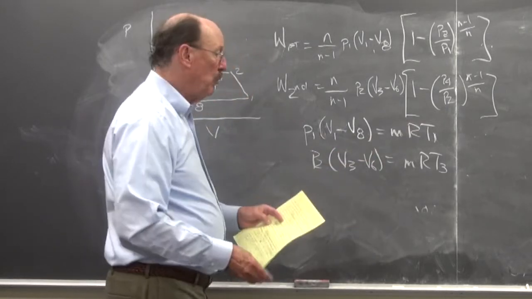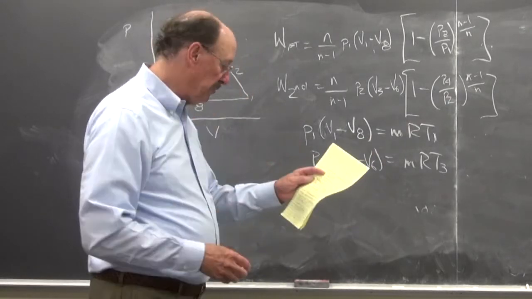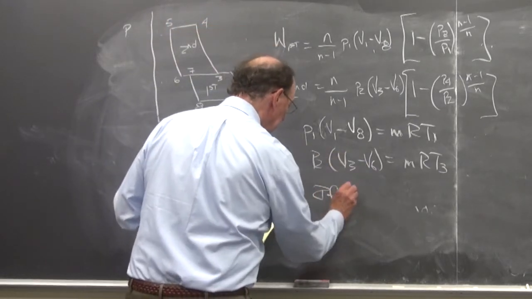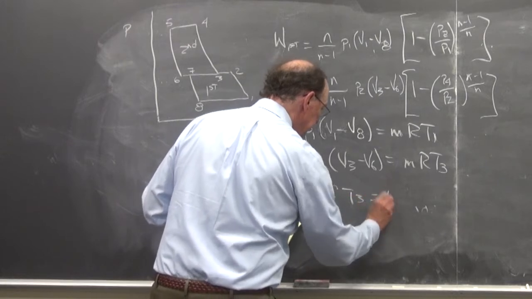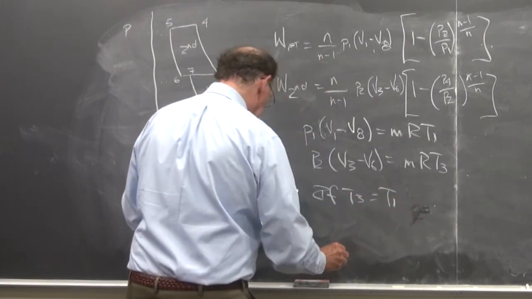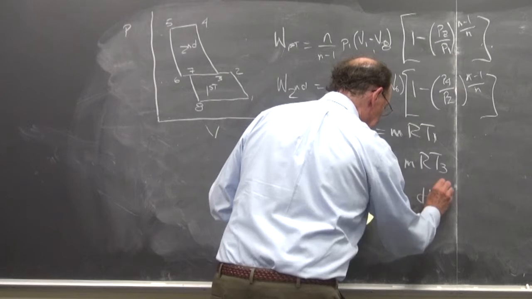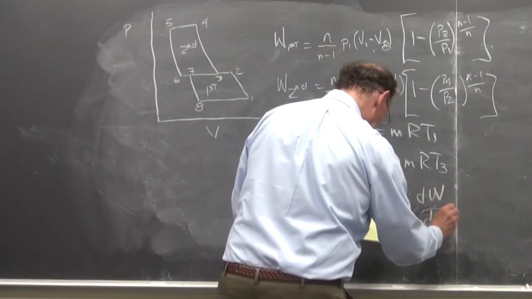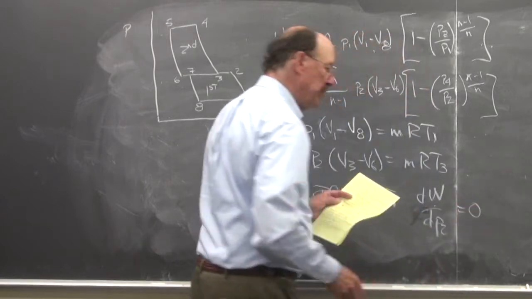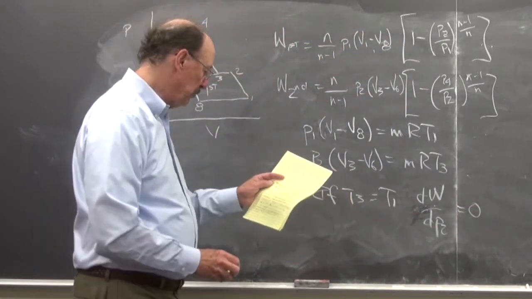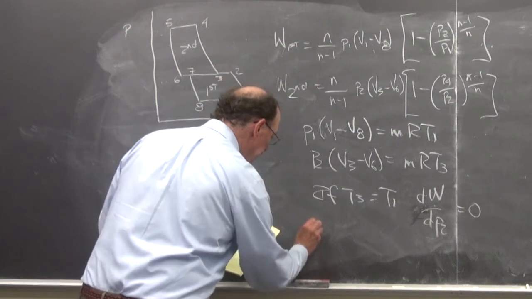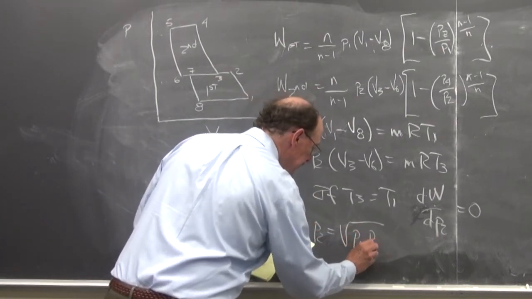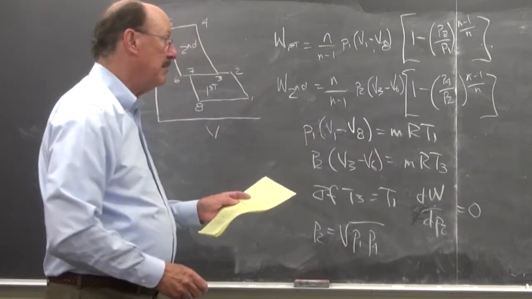And where I got that number, the square root of 20 before, if T3 equals T1, then if I take the derivative of the total work with respect to P2 and set it equal to 0, so what we're doing is we want the minimum work required, we'll find that P2 is equal to the square root of P1 P4. And that's where that came from.